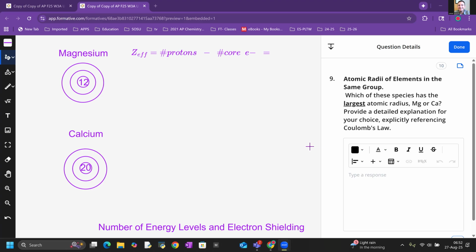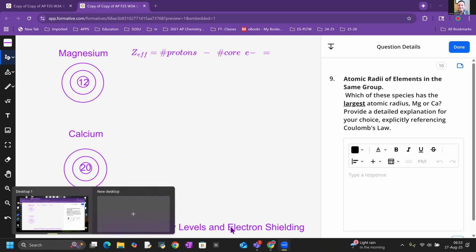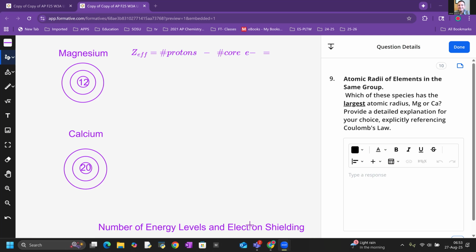All right, welcome to AP Chemistry. We're looking at Unit 1.5, looking at atomic radii of elements that are in the same group. And we were comparing atoms in the same group. What we should be thinking about is a theme, and the theme should be number of energy levels and electron shielding. That should always be the theme. If nothing else is the theme, we're going to make that the theme of what I talk about today.